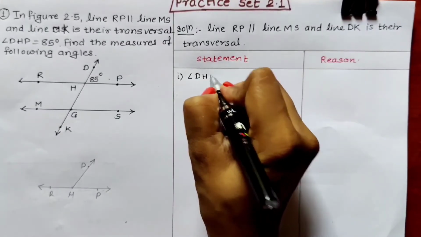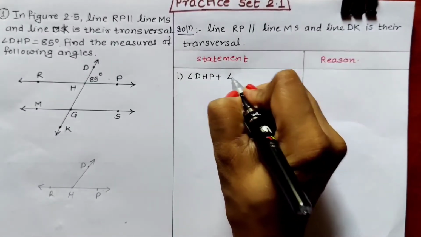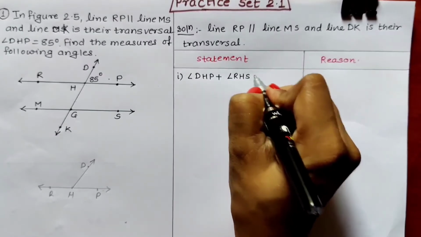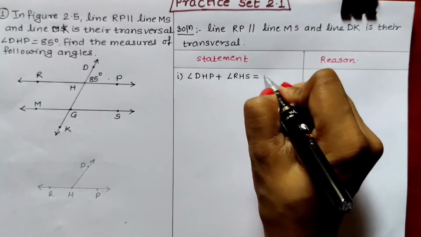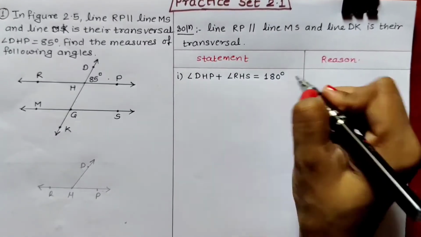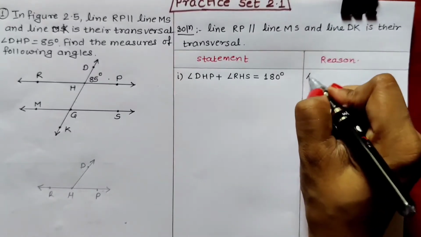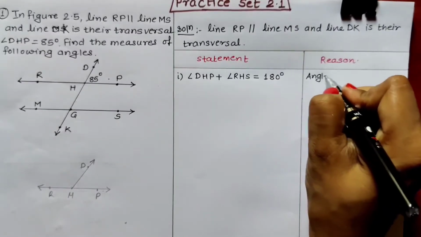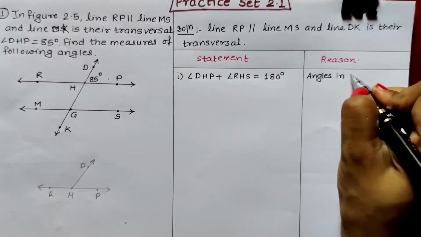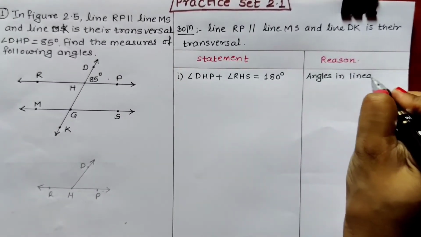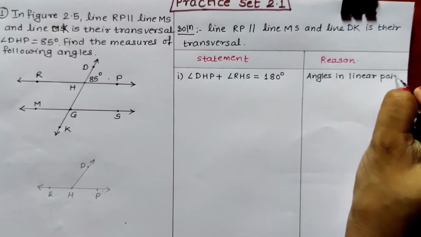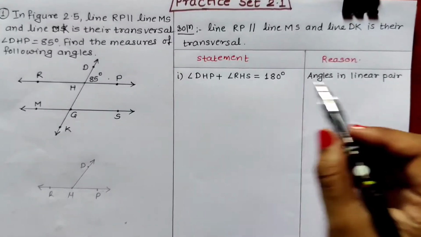So I will be writing here for the first one, angle DHP plus angle RHD is equal to 180 degree. And for this particular step we are going to write the reason: angles in linear pair. Okay, in this way we will have to make two columns, and we can write statement and reason in these two columns.